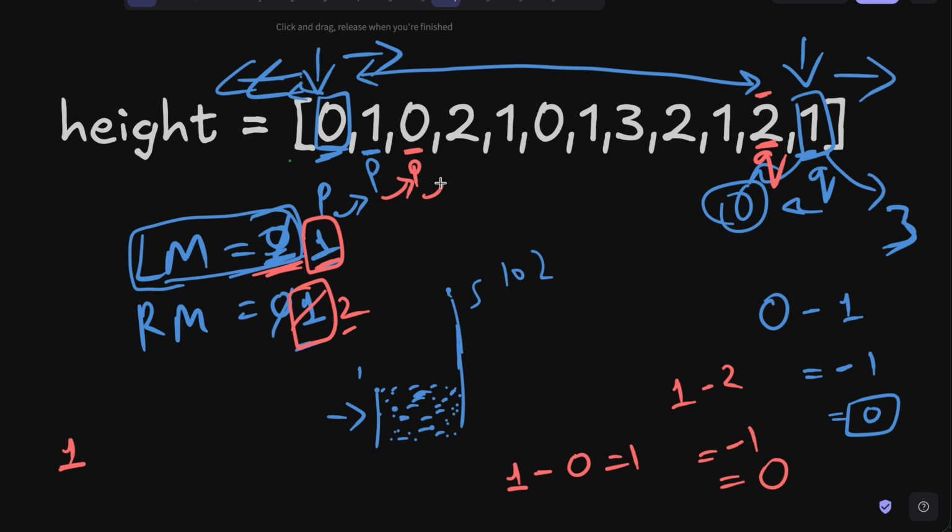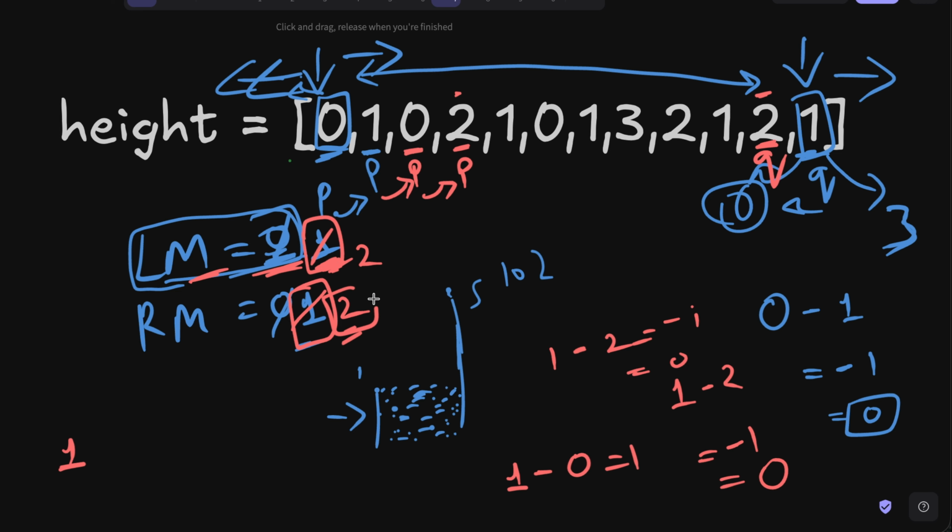Then we will again shift the P because this 0 will not update the left maximum, okay? So the left maximum will remain 1 and the right maximum will remain 2. So what is the amount of water that we can hold here? Well, the left maximum is 1, okay? So we are going to do 1 minus 2, that is -1, which is equal to 0. So we cannot hold any water on this position. Now we know that we have 2 here. So the 1 will be updated to 2 here.